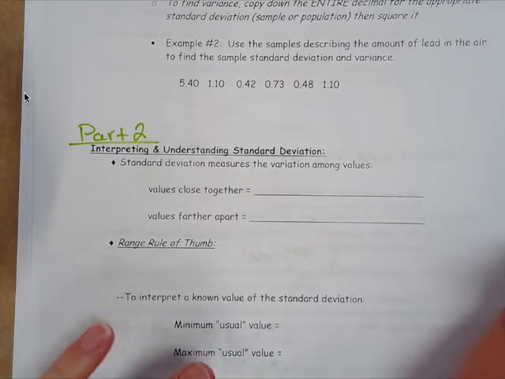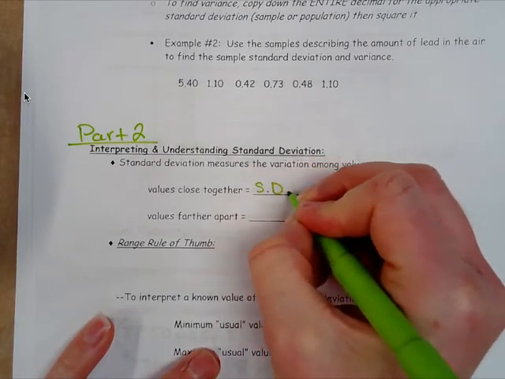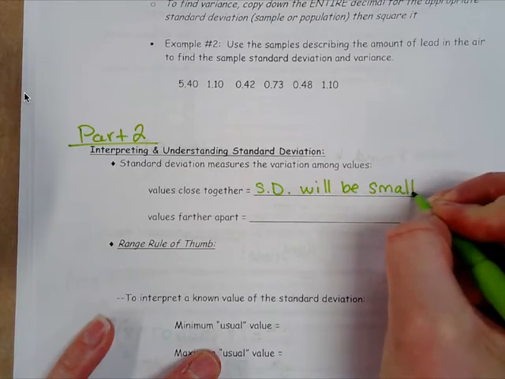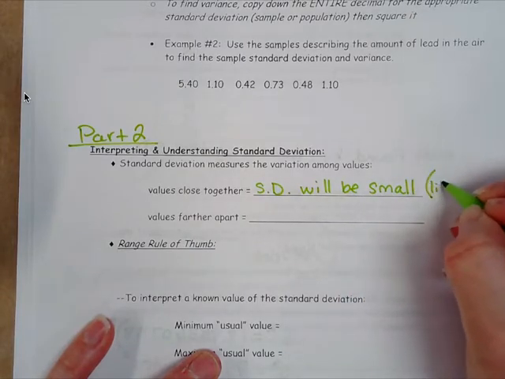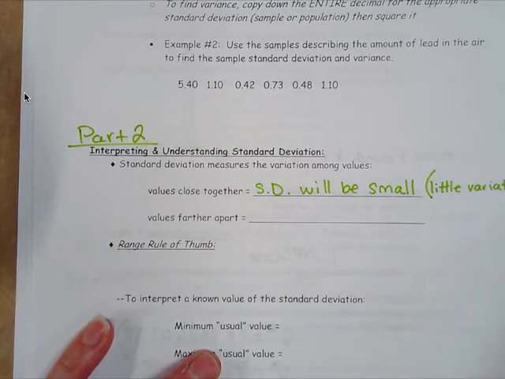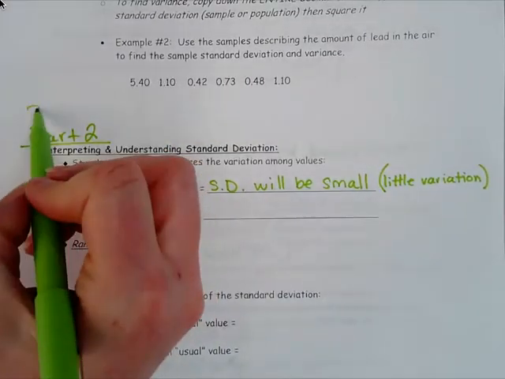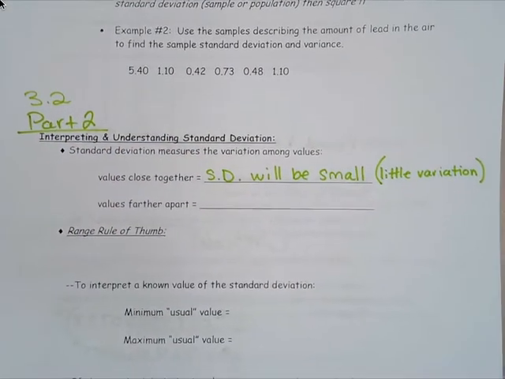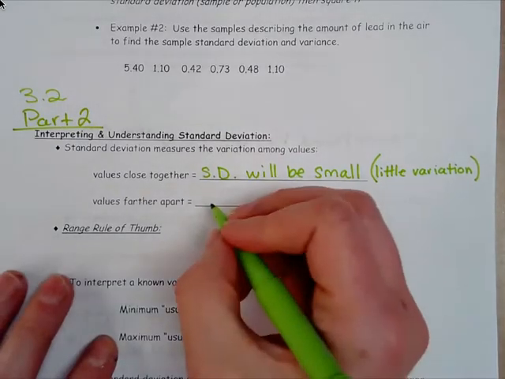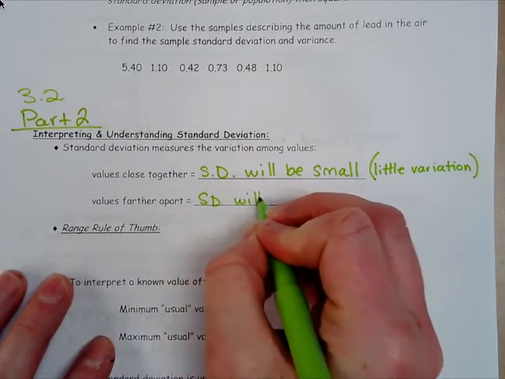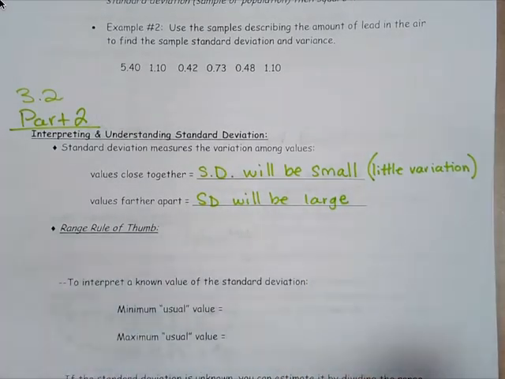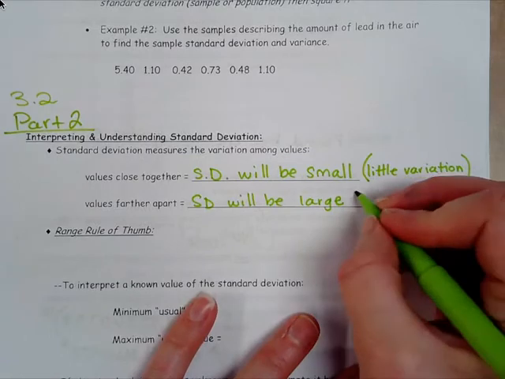So values close together, our standard deviation will be small, and that means little variation. If the values are further apart, your standard deviation will be large. So further apart means that your values are varying. So we have a lot of variation.